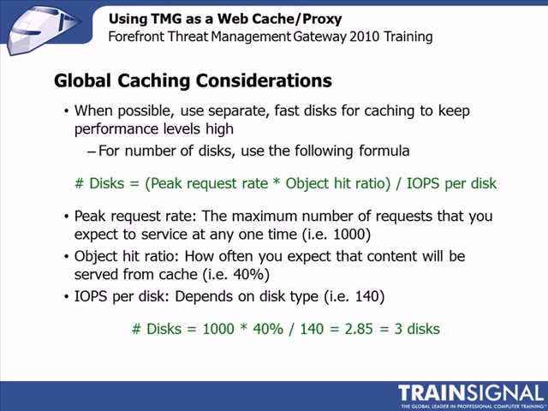The IOPS per disk depends on the disk type. Let's say the disk that you're using can have an IOPS value of 140. This is going to generally be your 10K or 15K RPM SCSI, or SAS disks. So in this case, the formula would be 1,000, this is the number of requests per second, times 40%, because this is the object hit ratio. And then divide that by 140, which is the IOPS per disk, which means you need 2.85, or rounding up, 3 disks to support that particular workload.